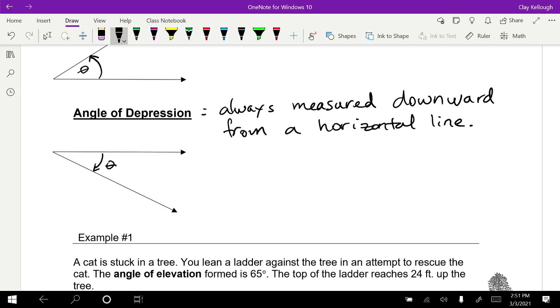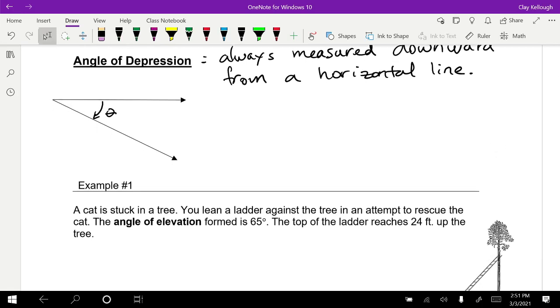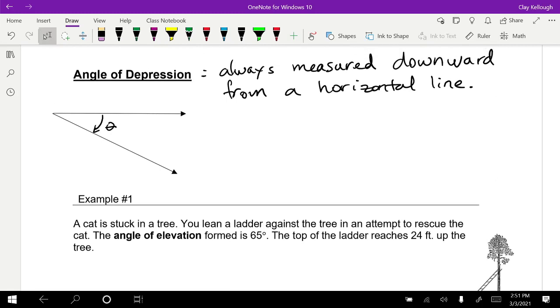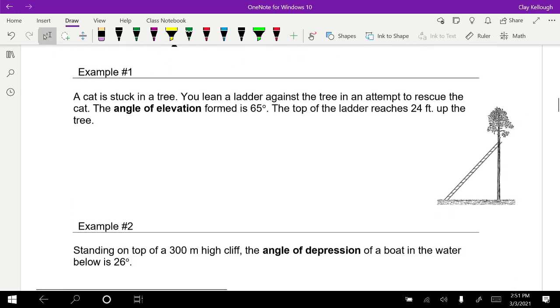And let's take a look at a couple of word problems or word situations that have these new phrases in them here. A cat is stuck in a tree. You lean a ladder against the tree in an attempt to rescue the cat. The angle of elevation formed is 65 degrees. So where is that on this picture? It's right here. This is the 65 degrees. So I usually simplify my diagram. If I get a real world picture, I just tend to redraw it. So that's the 65 degrees from there to there. And of course, you assume the tree grows straight out of the ground and it's a right angle.